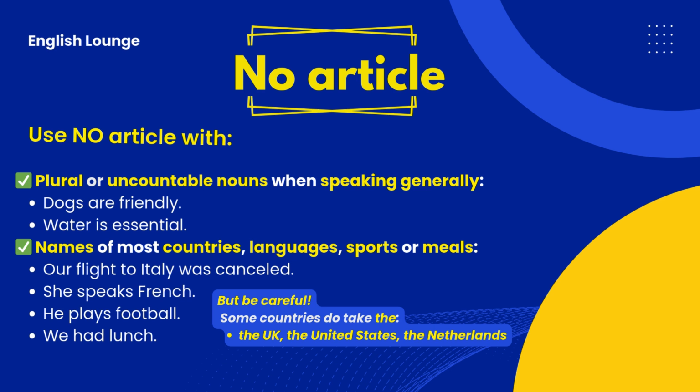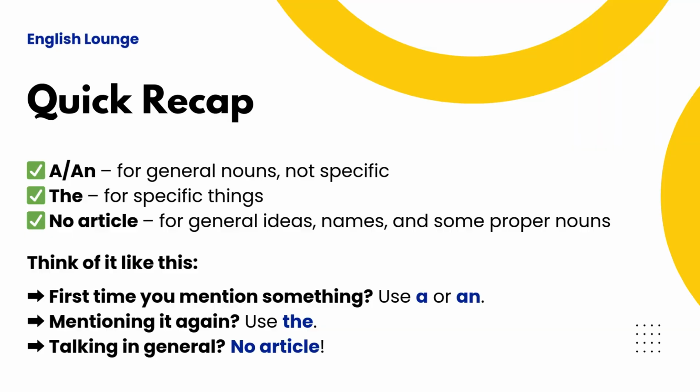Also, when we talk about names of most countries, languages, sports, or meals. For example, our flight to Italy was cancelled. But be careful here because there are some countries, though, that definitely need the article the before them, like the UK, the United States, or the Netherlands. Next, when it comes to languages, she speaks French, or he plays football. And we had lunch. Before meals, breakfast, lunch, dinner, no need to use articles.